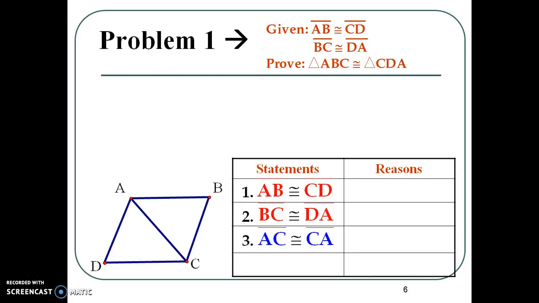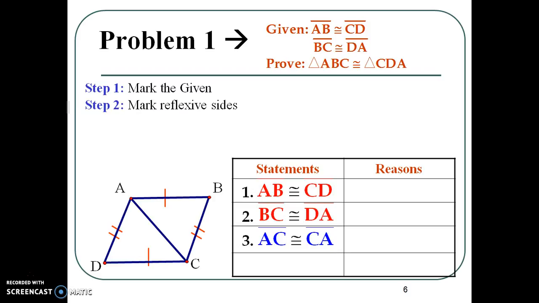So let's take a look at how we can prove two triangles are congruent. Here we have triangle ABC and triangle CDA. We are given line AB is congruent to line CD and line BC is congruent to line DA. And we're trying to prove triangle ABC is congruent to triangle CDA. So the first thing we do is mark the given. Those two sides are congruent, and those two sides are congruent. AB to CD, and BC to DA.